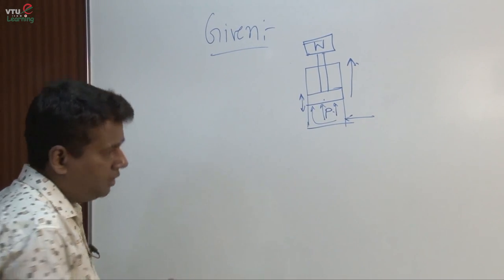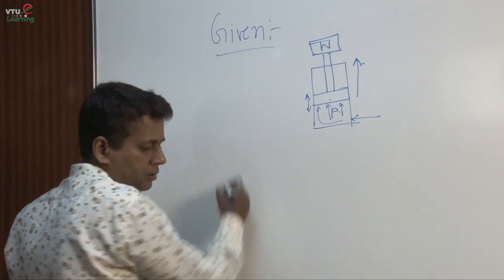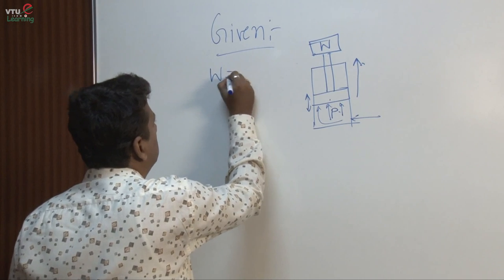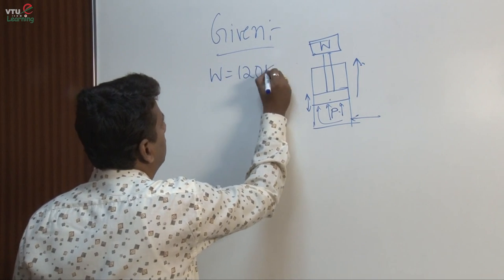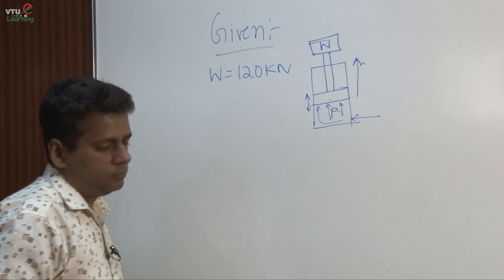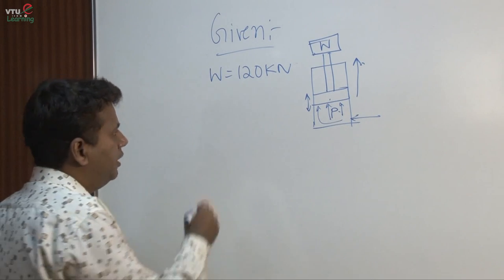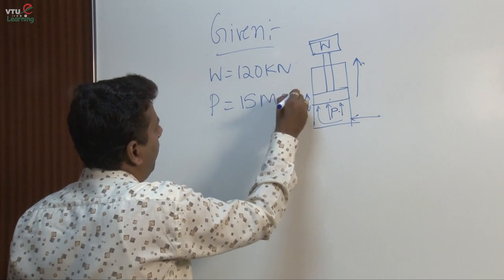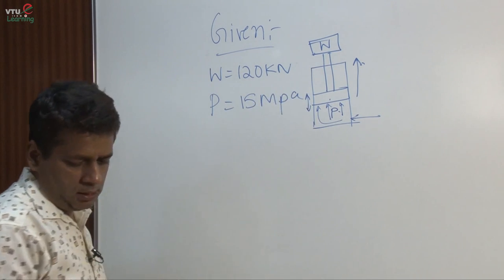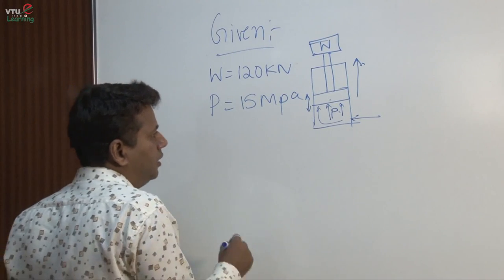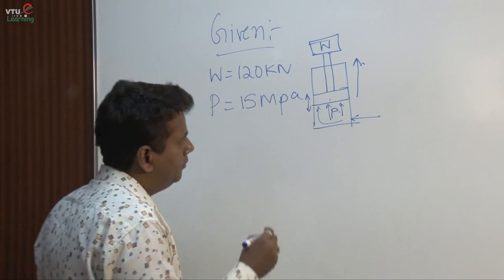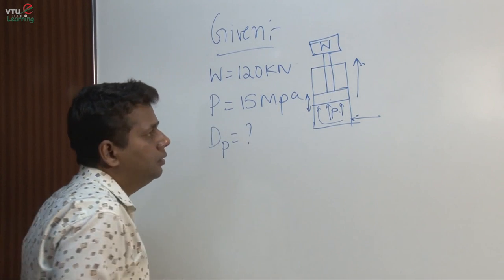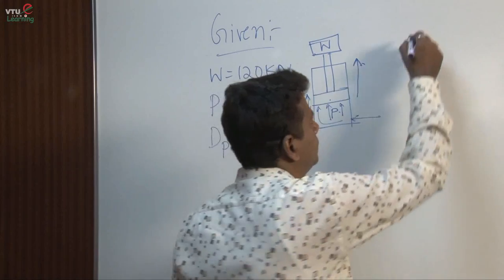So what are the information given? A load of 120 kilonewton, the pressure is 15 megapascals, and what is the dimension of the piston? So, it's a straightforward problem.